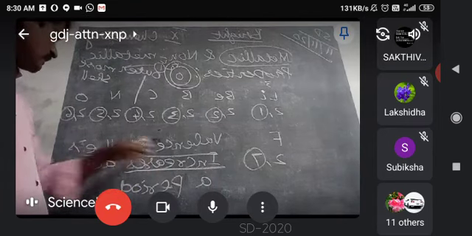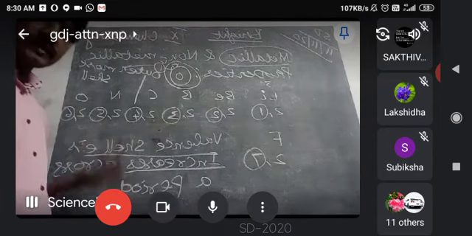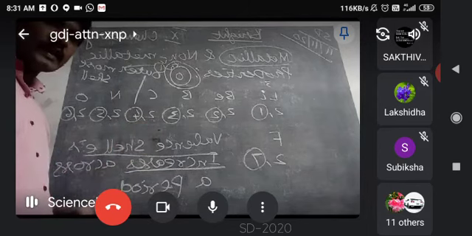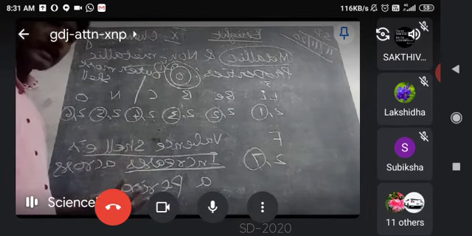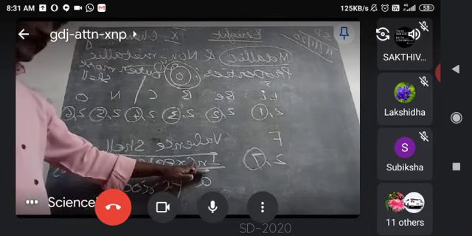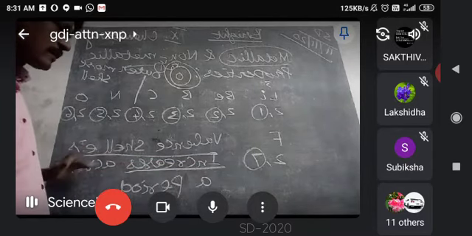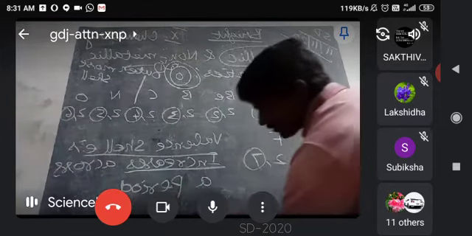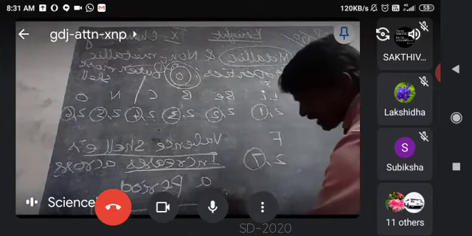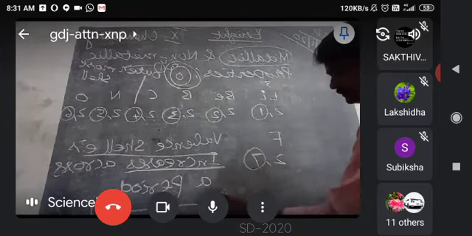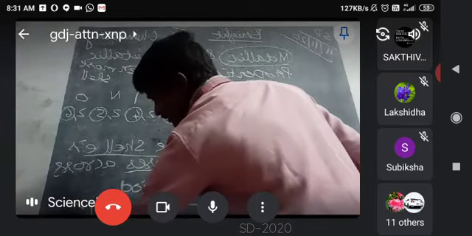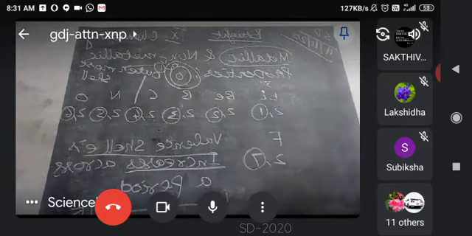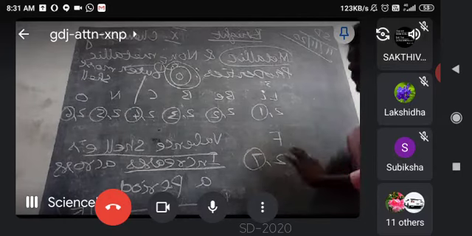So obviously, across a period the metallic character, or the tendency to lose electrons, increases. Why? Because the valence shell electrons are increasing. Obviously it will try to donate the electrons. So we have written here that it increases across a period, from left to right, because it starts with Li and ends with fluorine. So across a period it increases. Note that down.